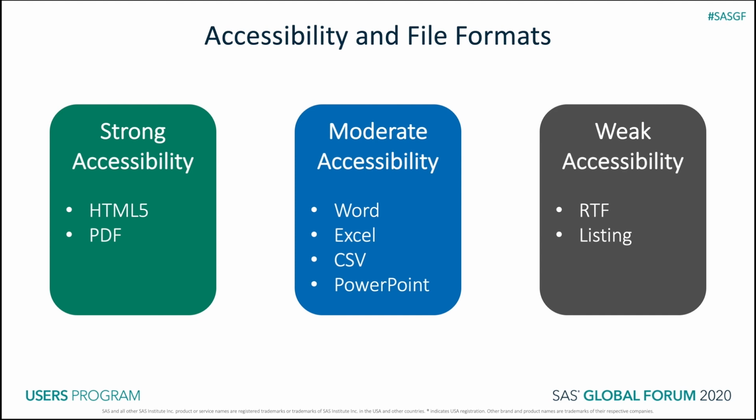Then there's another bucket of file formats that just have weak to no accessibility, things like the RTF files or just the listing output from SAS. These just lack the very basics of what it requires to be accessible. For a person using a screen reader, oftentimes there's very little information they can actually get out of these types of formats because there's just no good structure to the documents.